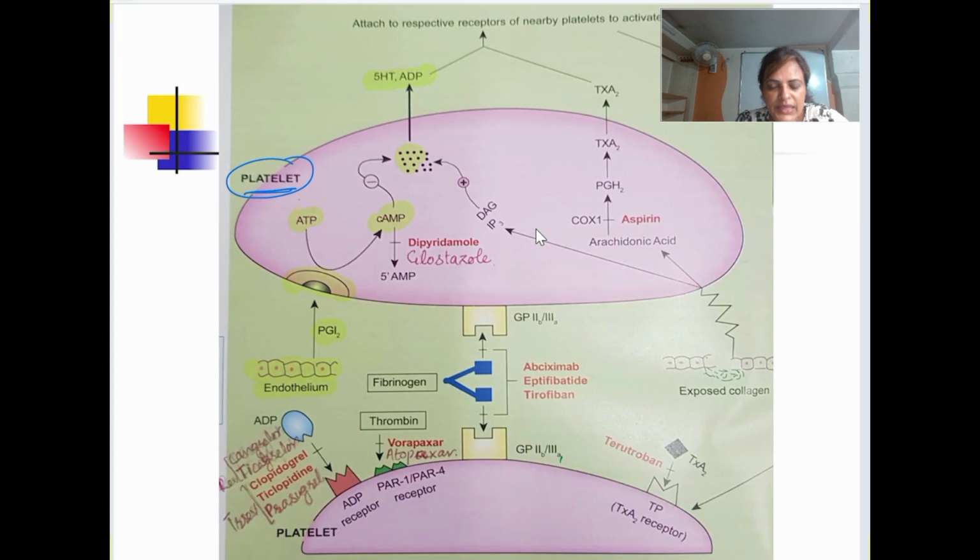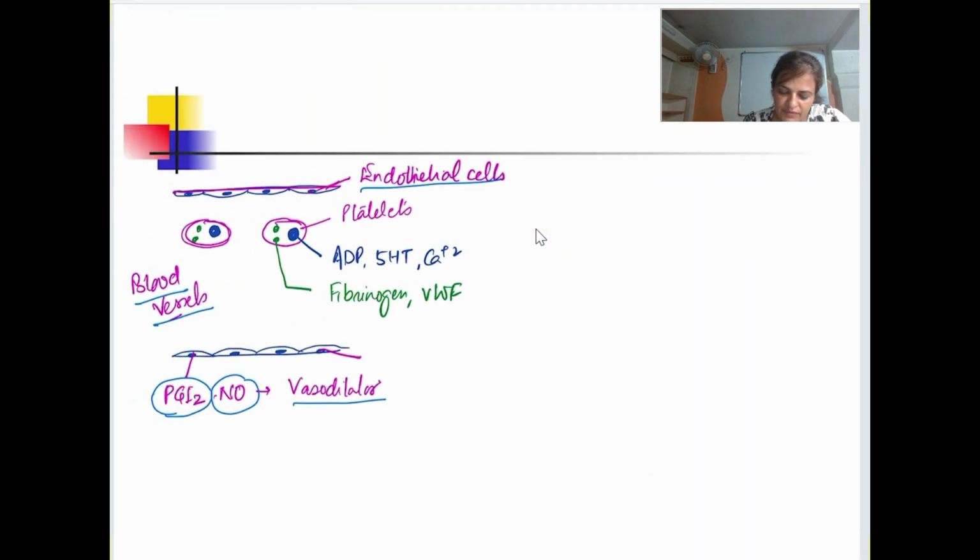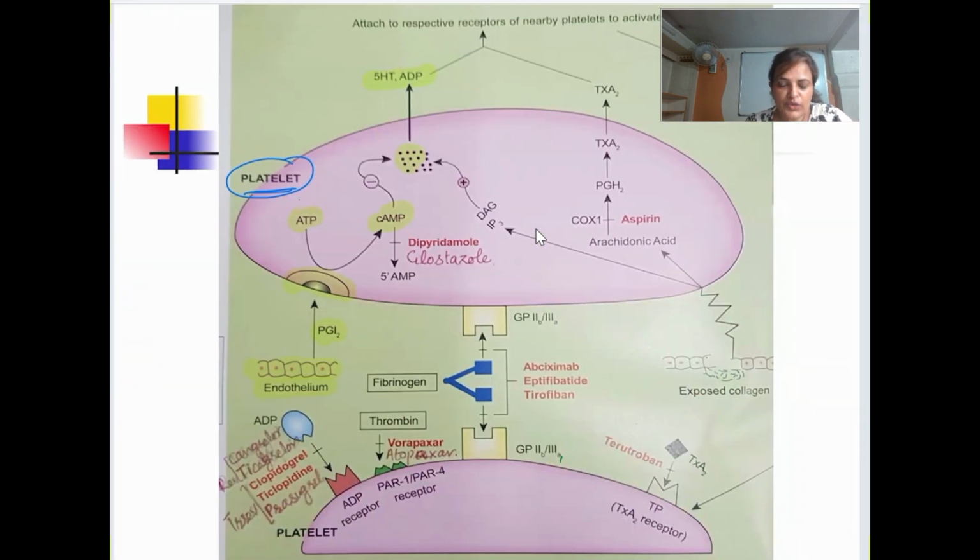Now when do they stick to one another? Whenever there is any injury to the endothelium, then only they are going to stick to one another. Now what happens once the injury happens to the endothelium? This side it was an intact endothelium, and here it is damaged, or injury happens to the endothelium. Once it is injured, then what will happen?